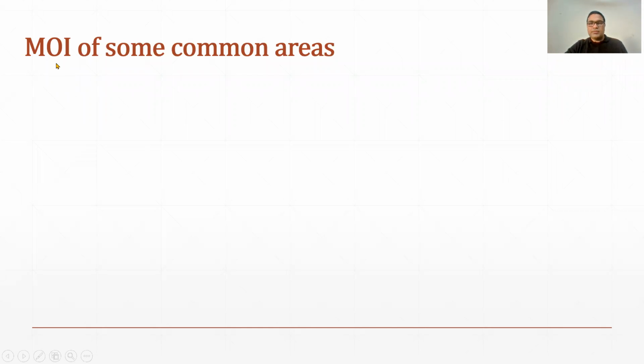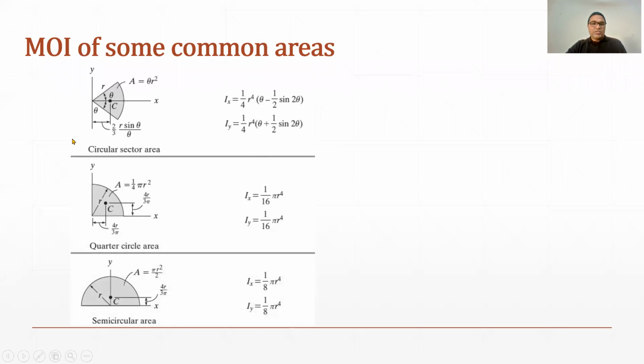Hello, welcome back. In the previous part, we understood how we can find the moment of inertia of any irregular shape or irregular boundary area. Now, there are some common areas whose moment of inertia about any axis we can easily remember. For example, to find the moment of inertia of this circular sector about the x-axis, it can be written as 1 by 4 r to the power 4 times the bracket theta minus half sine 2 theta.